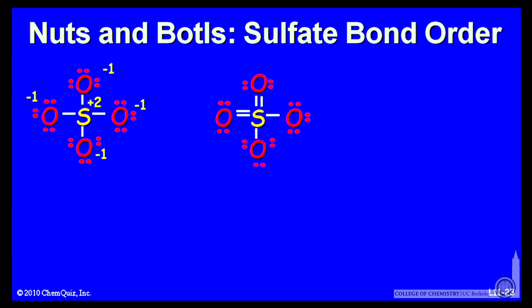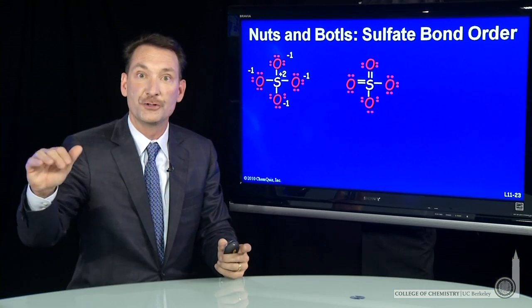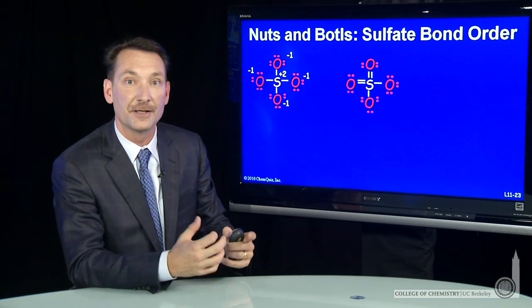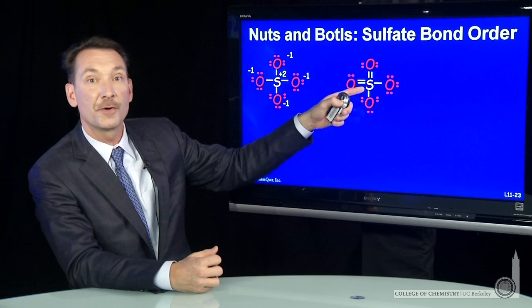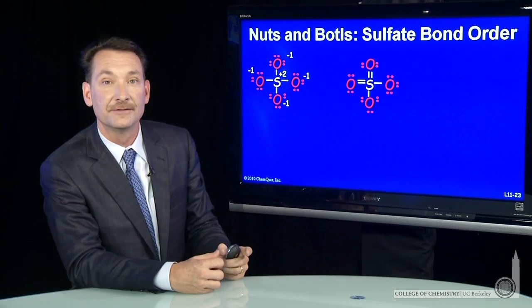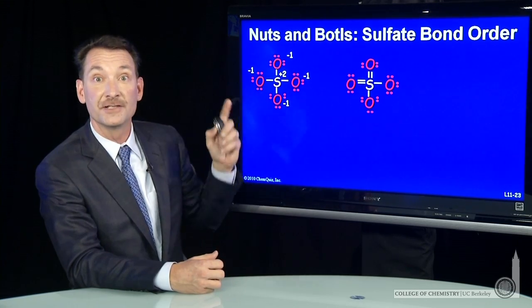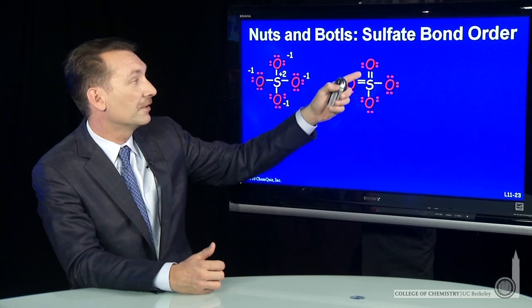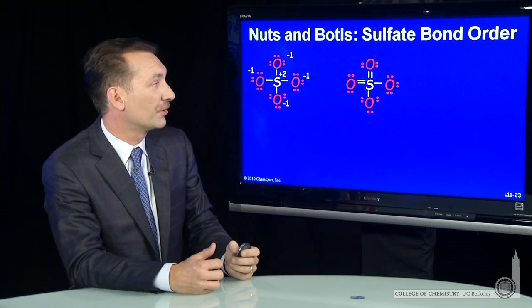Here's another one where I've expanded the octet for sulfur. And we can expand the octet for sulfur because sulfur is below row 2 on the periodic table. It's a larger atom, more orbitals, and can expand its octet. Is this one better than this one, is our question. Well, let's again calculate formal charges.